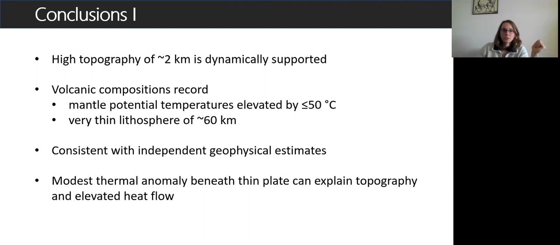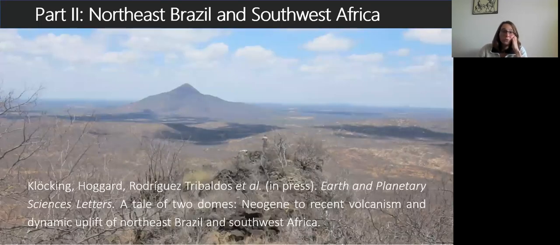So hopefully I've convinced you that volcanic rocks can be useful to do this sort of thing and to look into the upper mantle. So I'm now going to take you a bit further south to Brazil and Southwest Africa. This is some work that's actually just been accepted in EPSL, so that should be available within the next few weeks or so.